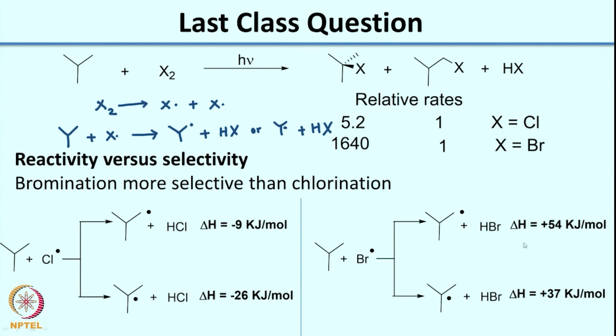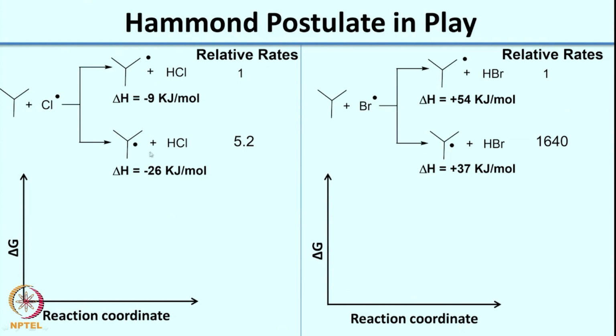What you see in the case of bromide is that the reaction is now endothermic. So this actually requires heat to be taken, because you start with a relatively more stable bromine radical and then you form HBr, which is not as stable as HCl. I have put all the information here on the slide for you. These are the two processes which are exothermic and the relative rates are 1 to 5.2, whereas for bromide the relative rates are 1 to 1640.